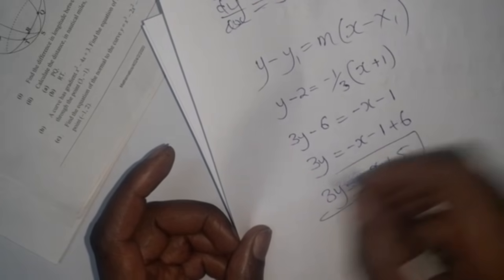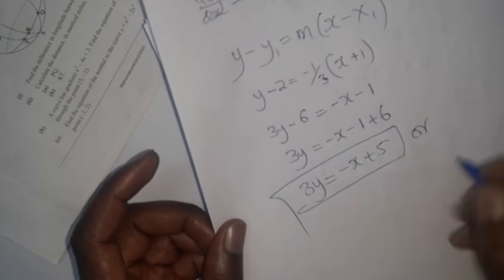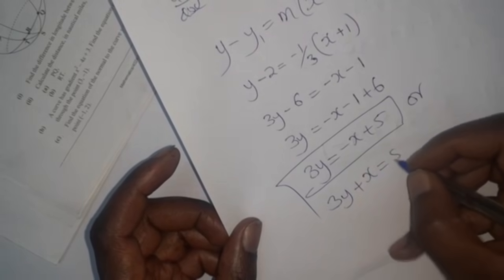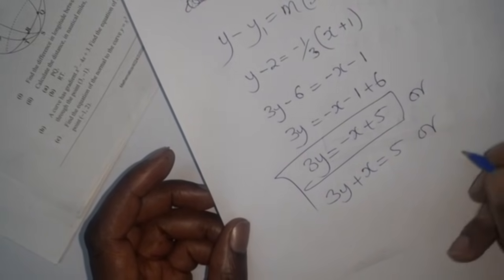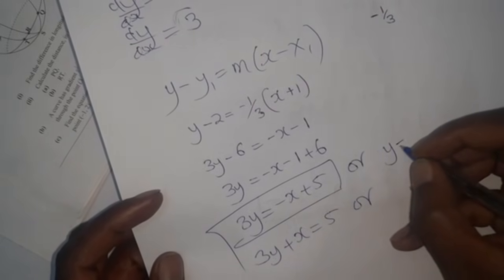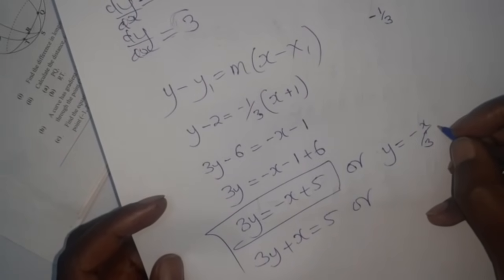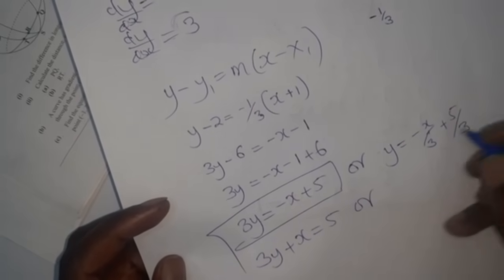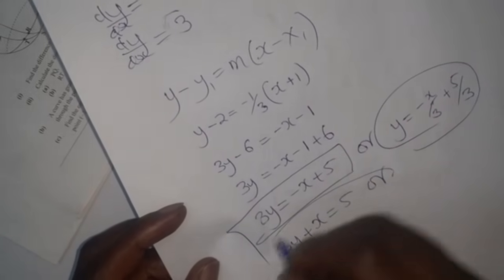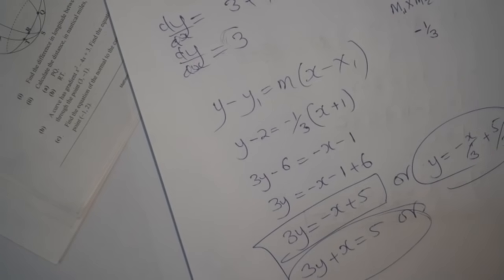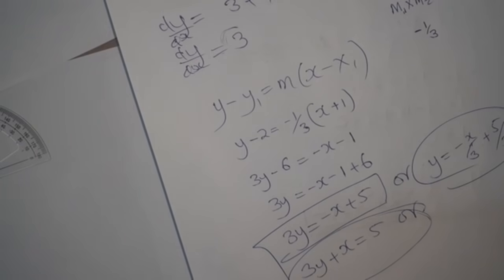You can leave your equation at this point, or you can say 3y plus x equals 5. Or if you want, you can divide throughout and say y equals -x/3 plus 5/3. Any of these 3 equations will be marked. So now I'm taking you to question 9.